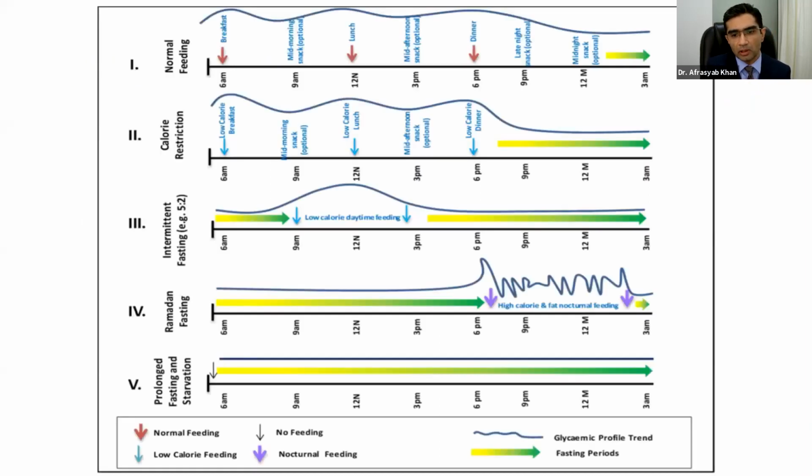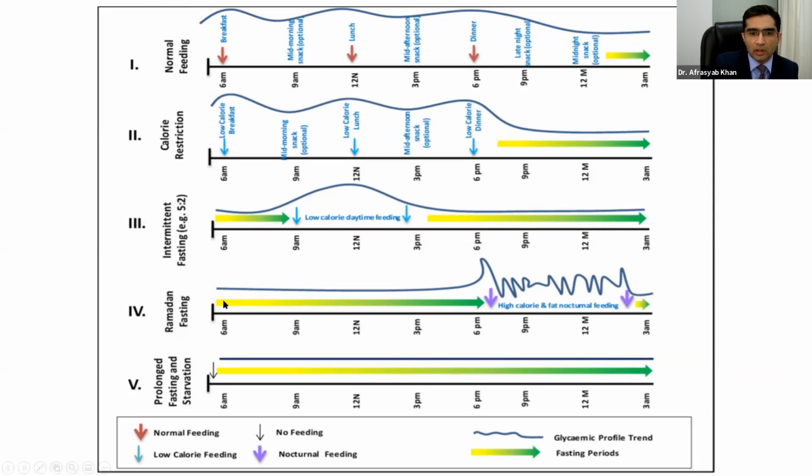And here you can see, for example, at the top end, a normal feeding pattern. Let's say you have a breakfast, snacks, lunch, dinner, and then fasting periods are denoted by the yellow to green arrows. That's what a normal, usual trend is in terms of normal feeding. Intermittent fasting, again, you have some low-calorie daytime feeding and some fast in between, and then it alternates day to day. Ramadan fasting, as you can see here, is quite different.